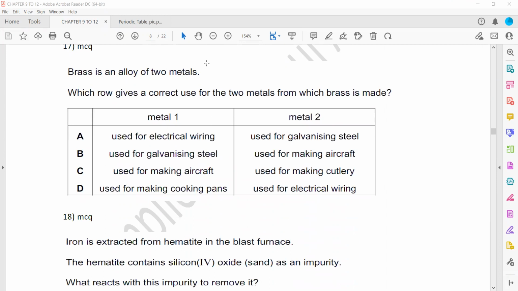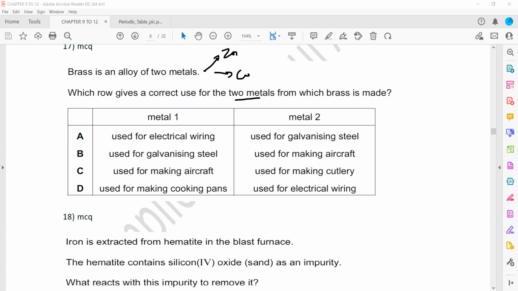Brass is an alloy of two metals. So brass is actually an alloy, or a mixture, of zinc and copper. Which row gives the correct use of the two metals? What is the use of zinc and what is the use of copper? For zinc, we can use it for galvanizing, and for copper, we can use it for electrical wiring as well.